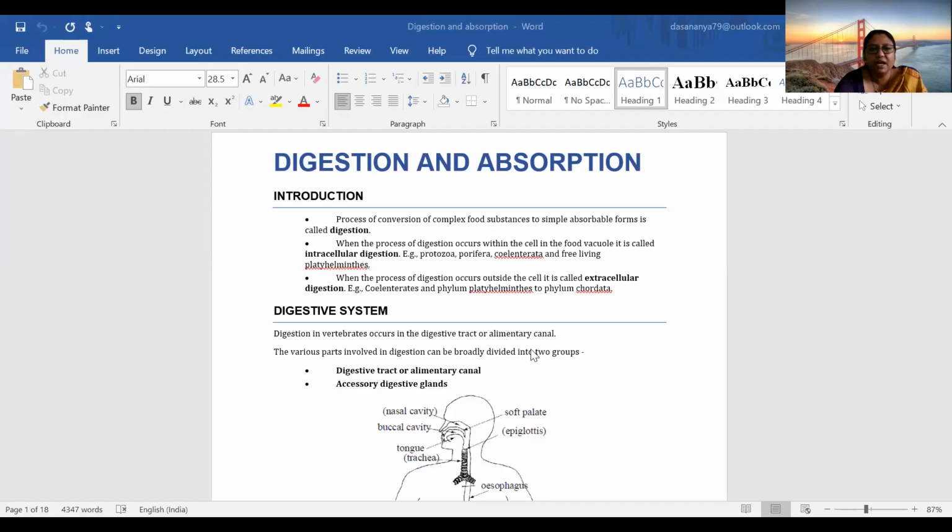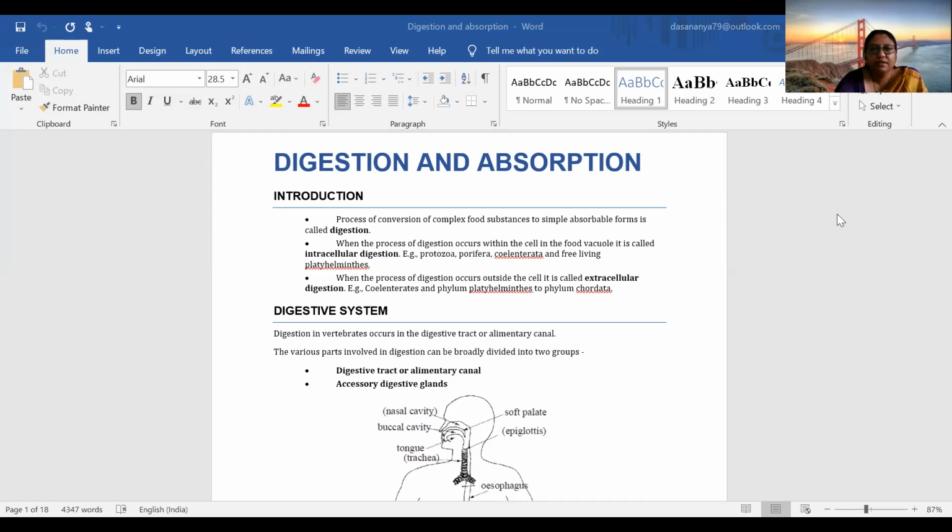Ma'am, after converting the complex particles into simpler ones, the nutrients which are useful, which are necessary for our growth, are absorbed by the body parts or organs. So that is known as absorption. Very good. So we will start with the lecture with this concept of digestion and absorption.